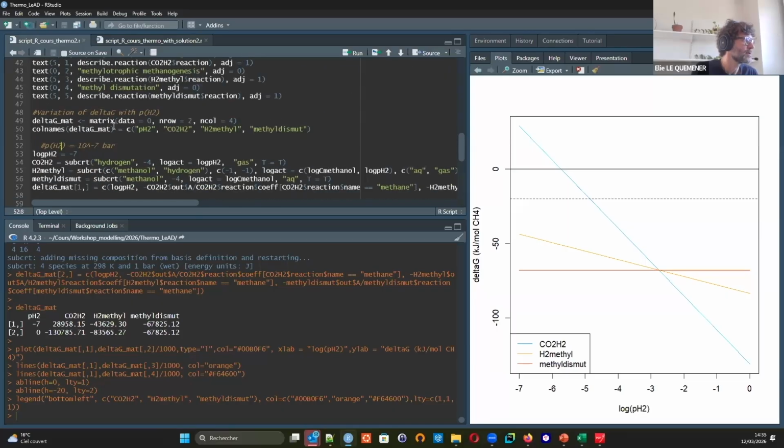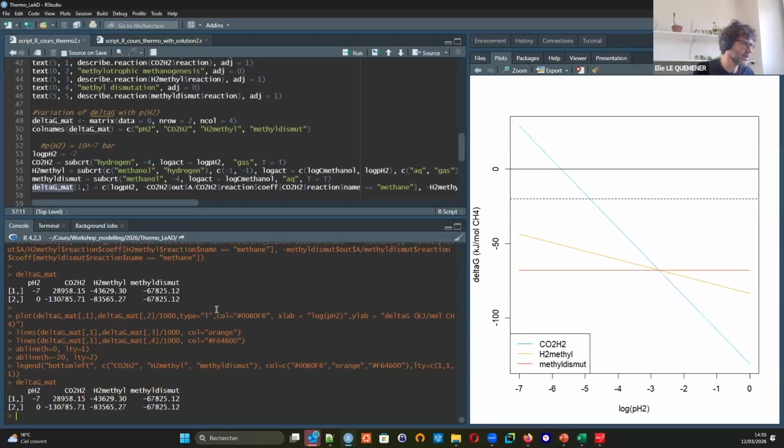If I go back to the script, I did the same as before: subcrt is used to compute the reaction. I do that for the three types of reaction: CO2 H2, H2 methyl, and methyl dismutation. Then I created a matrix where I put all the information I need. The first column is the partial pressure of H2, with two values, one for -7 and one for 0. Then I have the delta G associated with the three reactions, and I use these two values for each reaction to plot my lines.